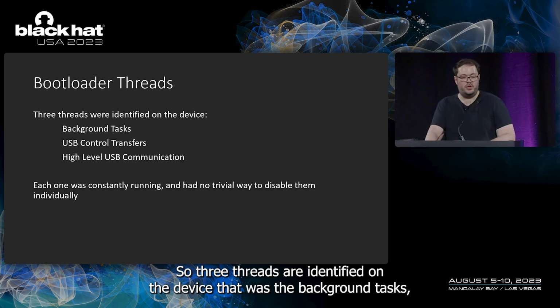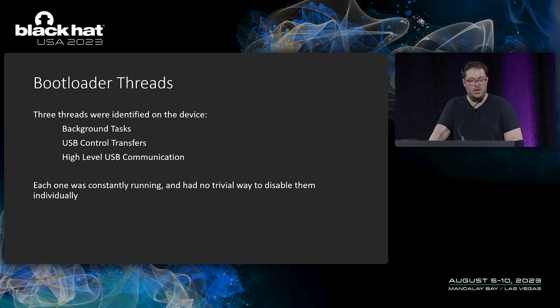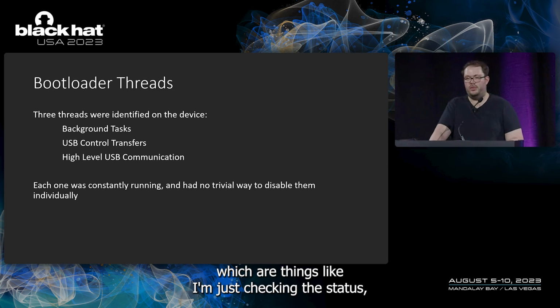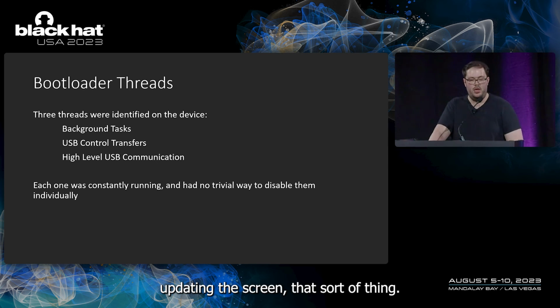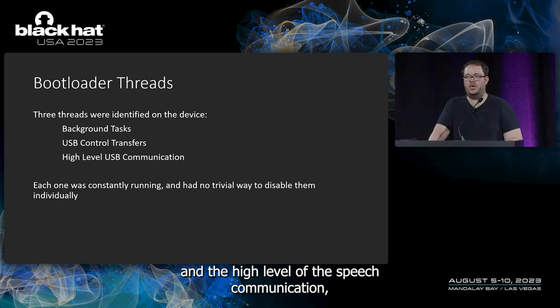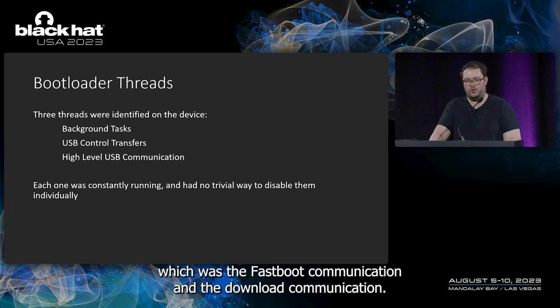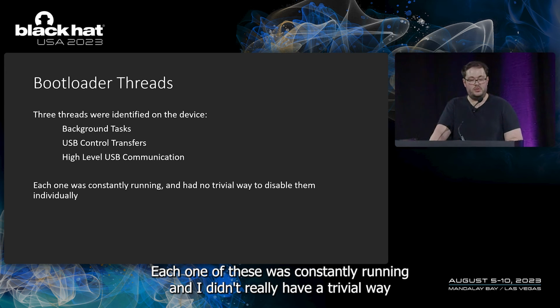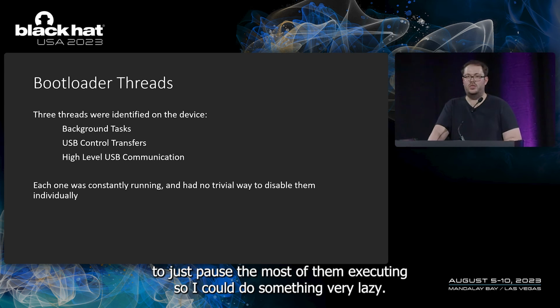So three threads were identified on the device. There were the background tasks, which are things like checking the status, updating the screen, and that sort of thing. There were the USB control transfers, which was what I was messing with, and the high-level USB communication, which was the fastboot communication and the download communication. Each one of these was constantly running, and I didn't really have a trivial way to just pause them or stop them executing, so I wanted to do something very lazy.